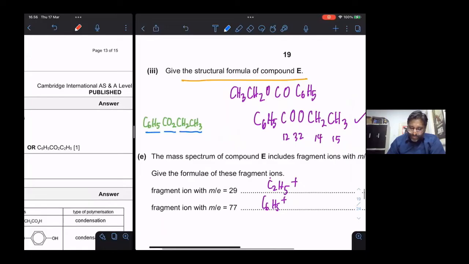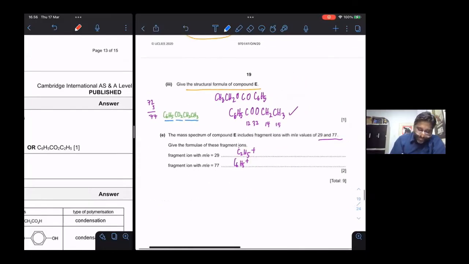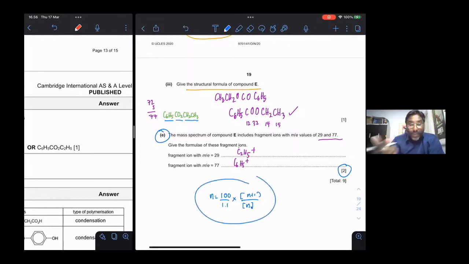Now they say the mass spectrum includes fragments. Do remember the mass spectrum already changed into your A2, but do remember AS, so it's still 2 marks. They can still ask you, but I'm not predicting this to come out in your exam. I'm predicting the number of carbon, using the formula. How to find the number of carbon? That's going to be 100 divided by 1.1 times the abundance of n plus 1 divided by abundance of n. Please go through this, so make sure you can use this formula to find the number of carbon in that compound.